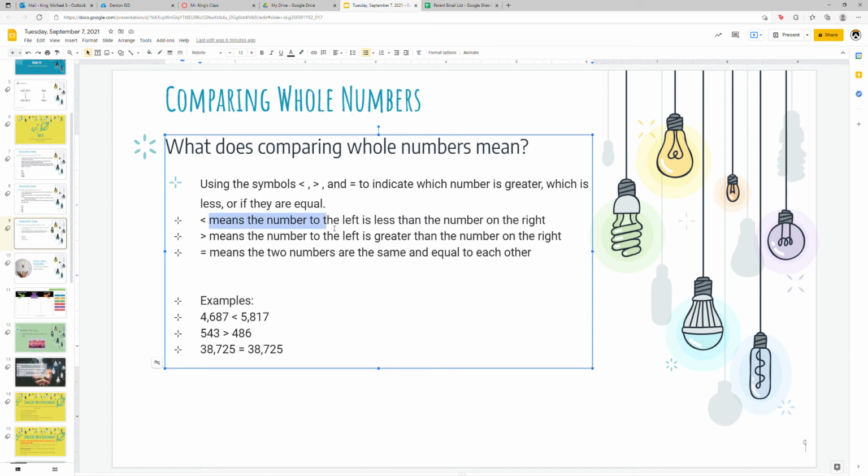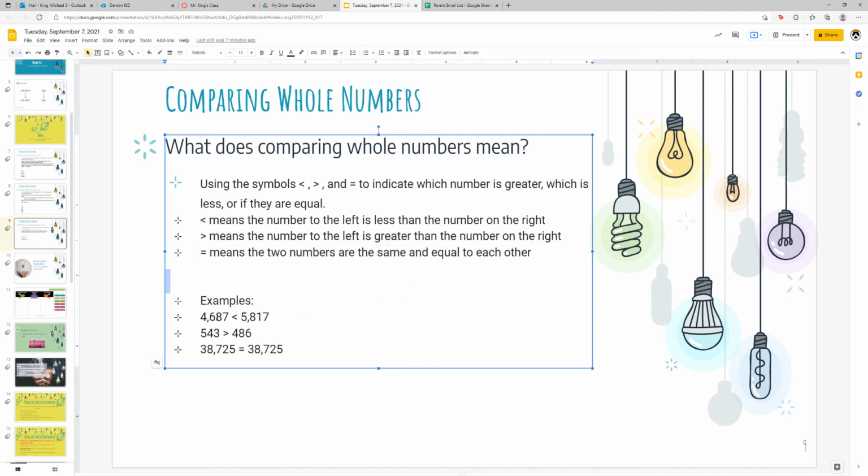It means that the number on the left of it is less than or smaller than the number on the right of it. Then I've got the greater than symbol, which means the number to the left is greater than the number on the right of it. Then, of course, I've got the equal symbol, that means the two numbers are the same and equal to each other.